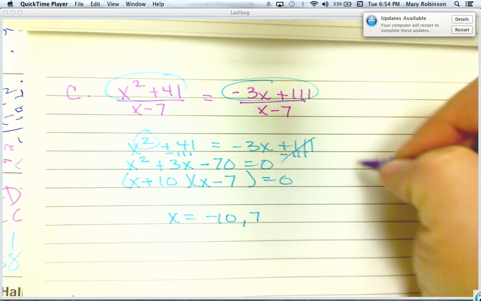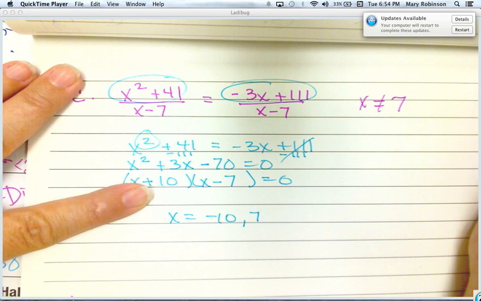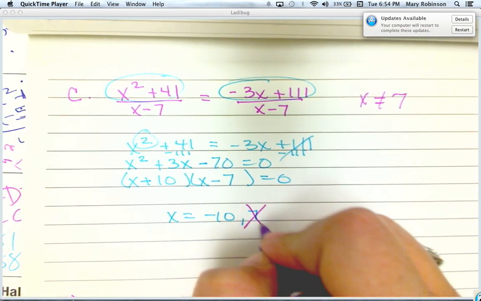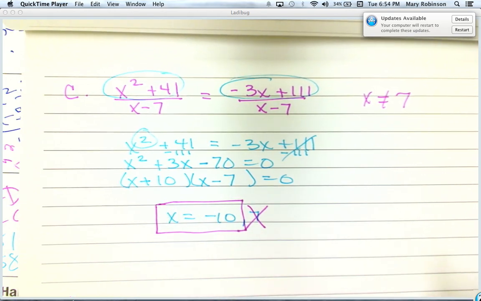If you look up here, x cannot equal 7. So if we get 7 as a solution, we have to throw that out and our only solution will be x equals 10.